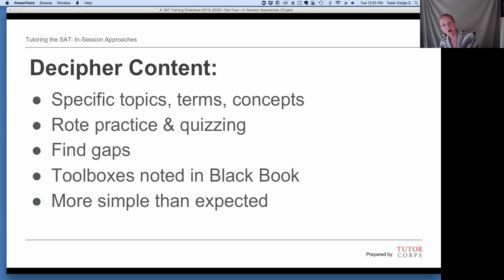The good news is the Black Book has made finding that content very easy by providing toolboxes of topics, terms, and concepts from each section. So these should be approached as you would any other tutoring topic. And really, there should be a lot of practice involved making sure that the students are mastering all of those content topics.